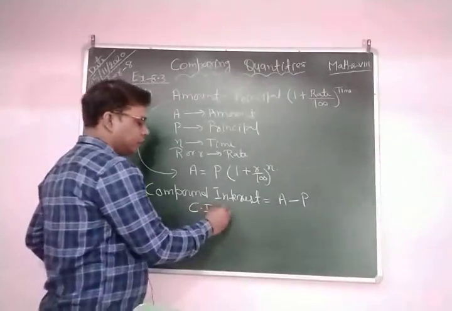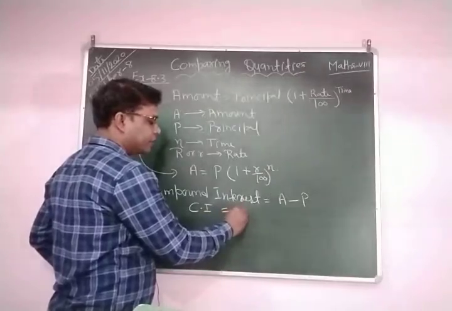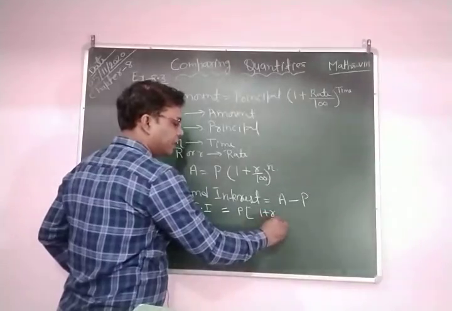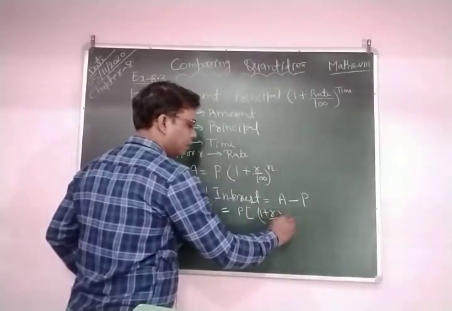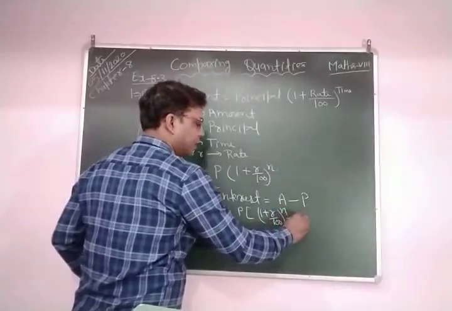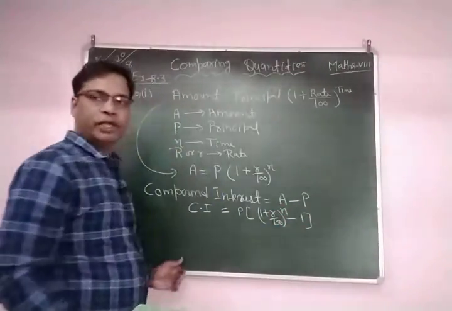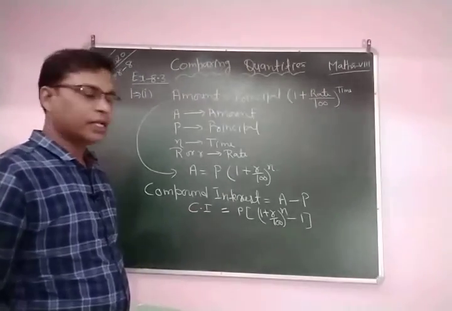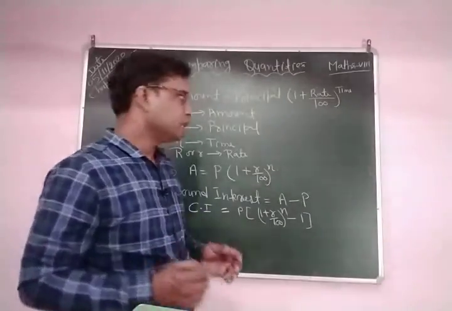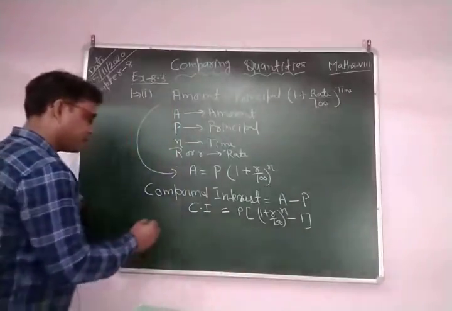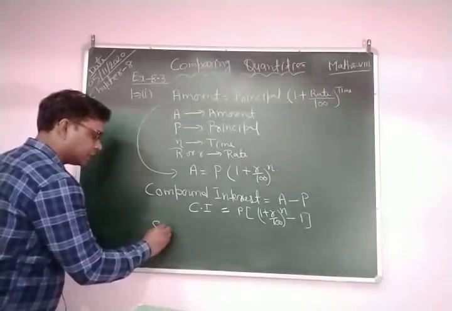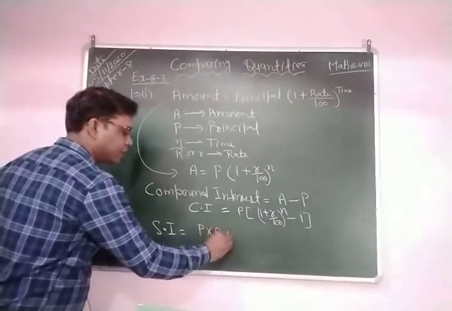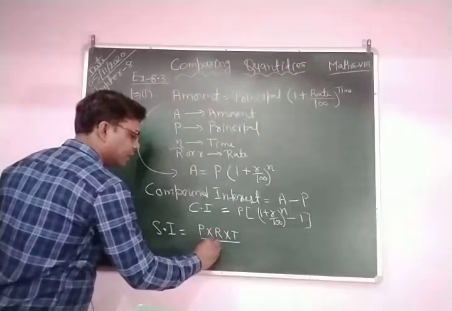We also use another formula to find compound interest directly: P into 1 plus R by 100 to the power N, minus 1. In this formula we also find compound interest. Now if we are talking about simple interest, we use this formula: SI is equal to P into R into T by 100.